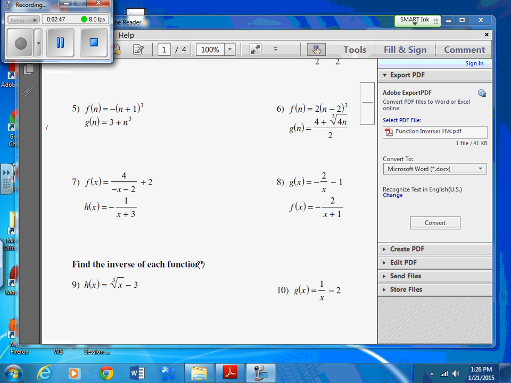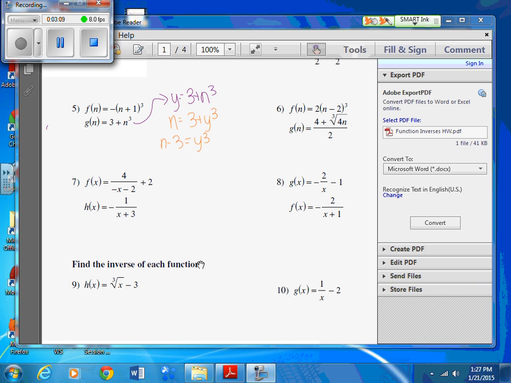Number 5, again, it does not matter which one you do. Personally, I think g looks easier, so I'll find the inverse of that. y is equal to 3 plus n cubed. Switch my n and my y, so n is equal to 3 plus y cubed. Subtract 3.